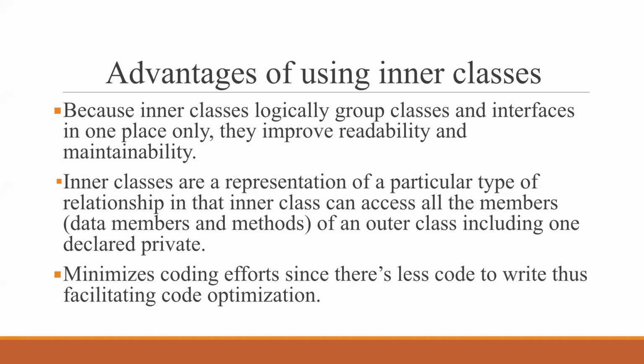The next one is that inner classes are a representation of a particular type of relationship, in that an inner class can access all members. When we talk of data members, we are referring to variables, for example, or constants, and then methods of an outer class. An inner class can access all the members. Even if you declare that inner class private, you can still access all those members.